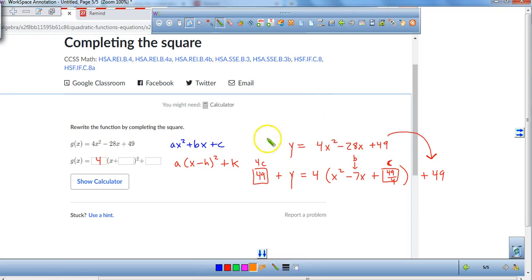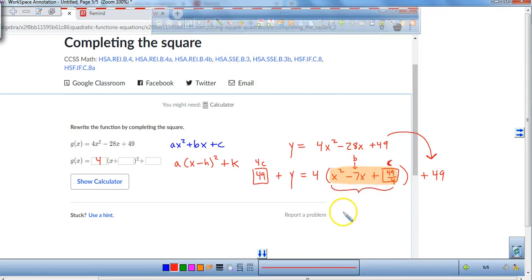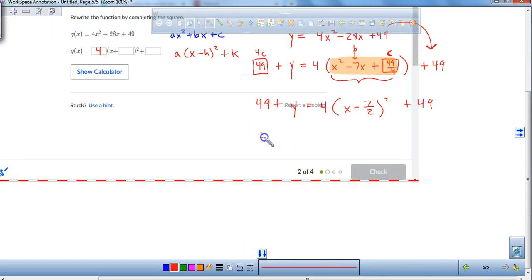Now, all we're going to do is factor this real quick. It won't take long. All of this factors to x minus 7 over 2 squared. I'm going to bring down the 4 right here, bring down the y right here, and bring down the 49 right here, and this 49 right here. I'm going to rewrite it so you can see it a little bit easier.